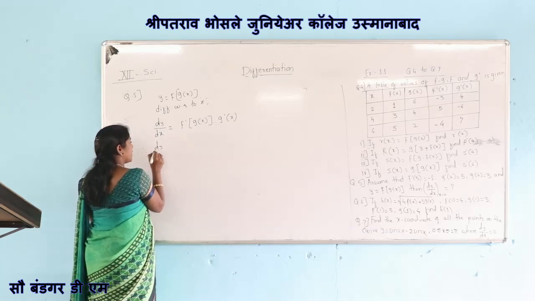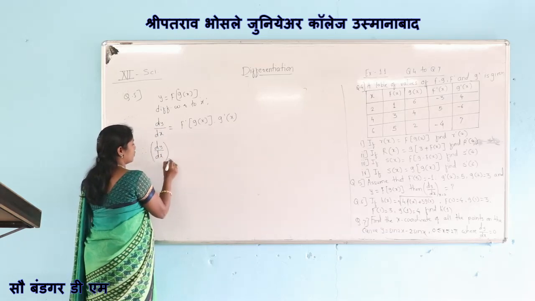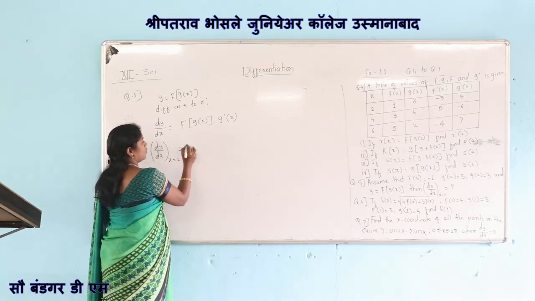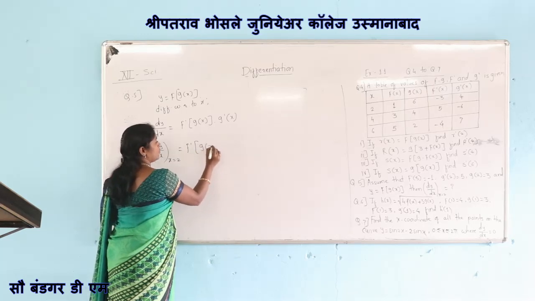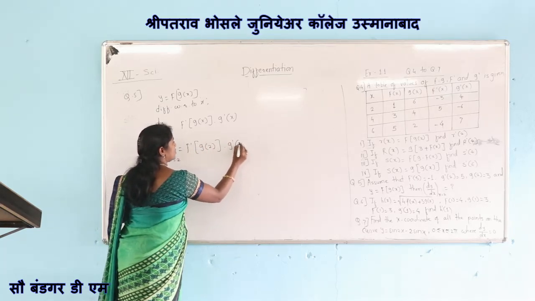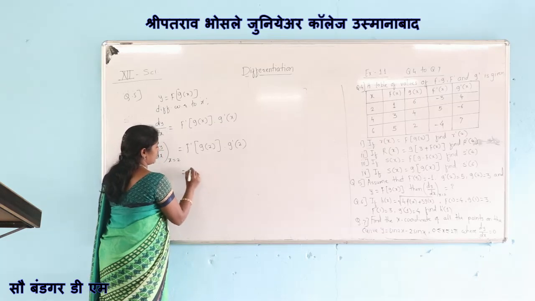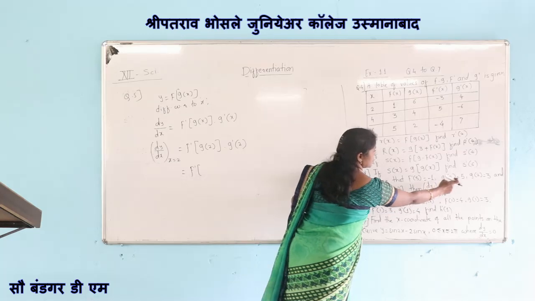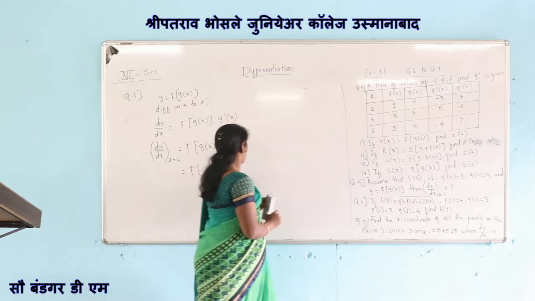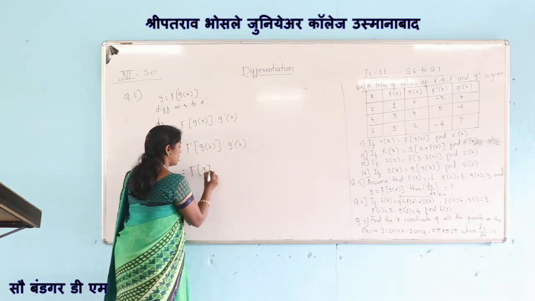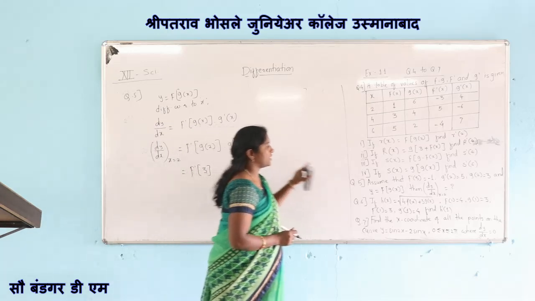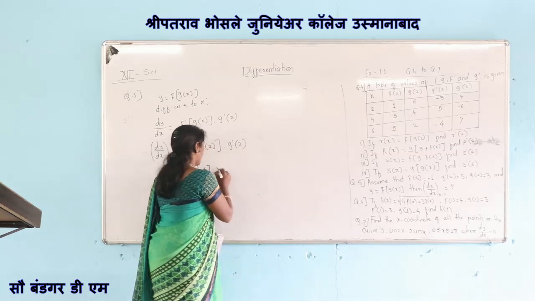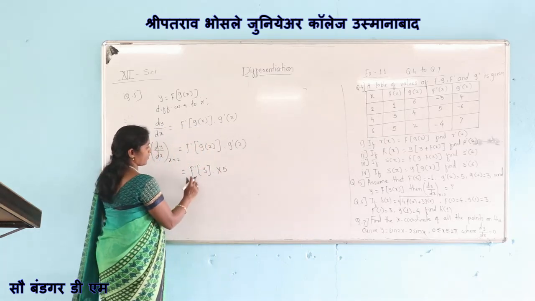So dy by dx at x is equal to 2, replacing x by 2, is f dash of g of 2 into g dash of 2, which is equal to f dash of g of 2. G of 2 is 3 here. So g of 2 is 3, into g dash of 2. G dash of 2 is given as 5. So replacing the values, we get 5 multiplied by f dash of 3.